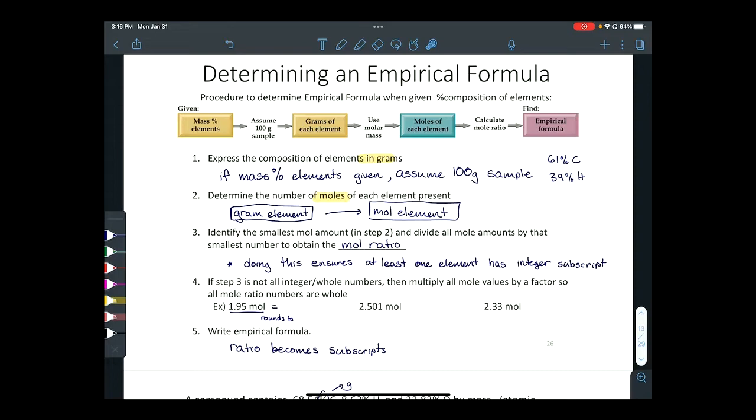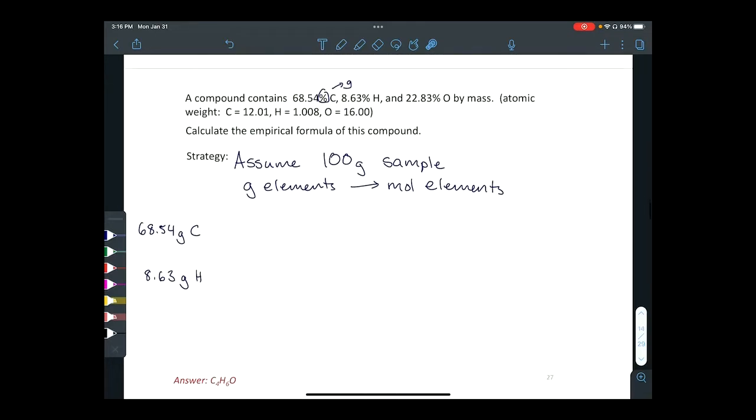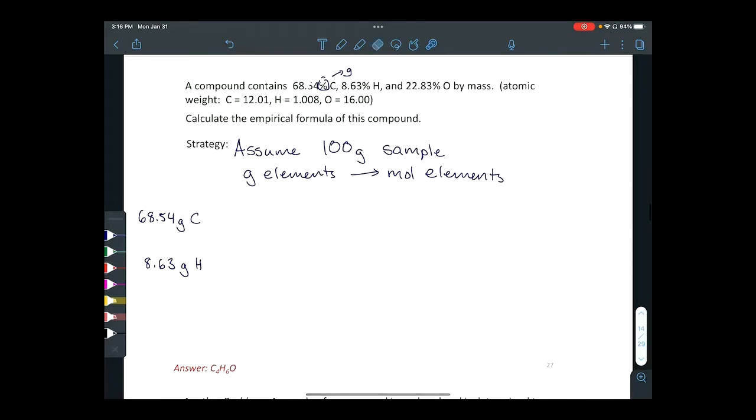I think it's just best if we do an example, all right? So here is my example. We have a compound, and here's its percent composition. There's 3 different elements: carbon, hydrogen, and oxygen. So really basically the strategy is express everything in grams, convert everything to moles, get your mole ratio, get your empirical formula. So right now we are given percentages.